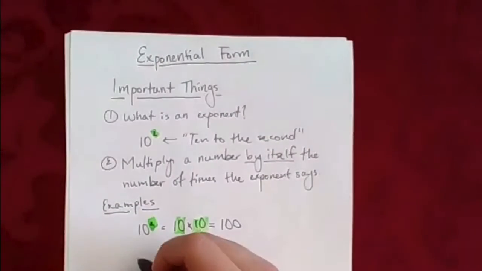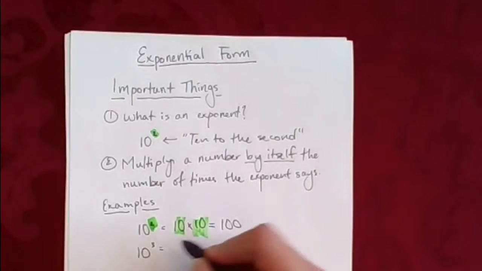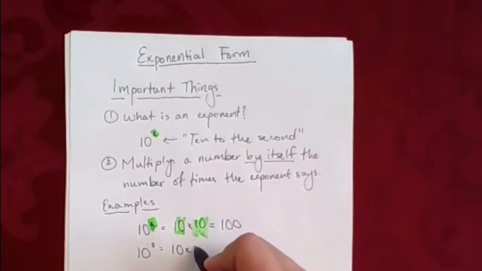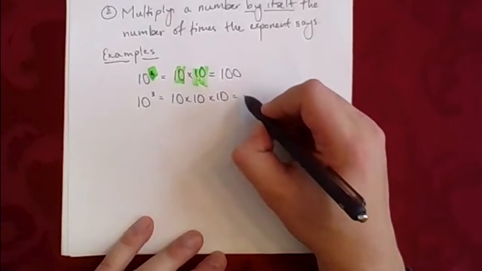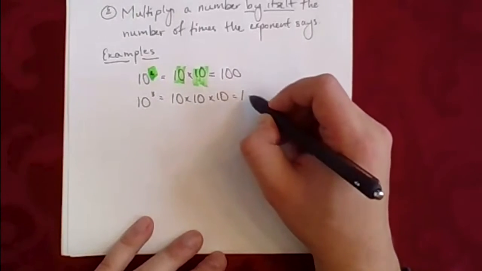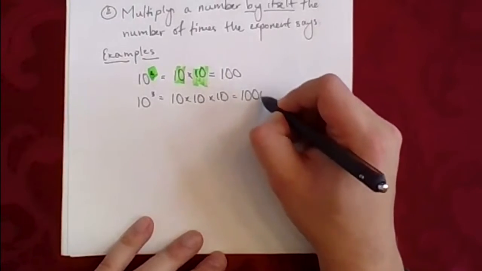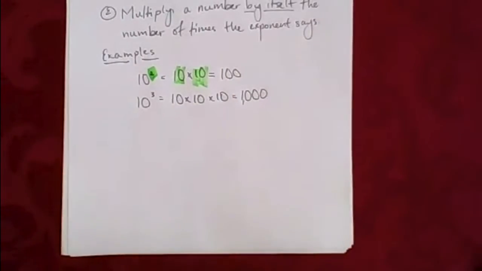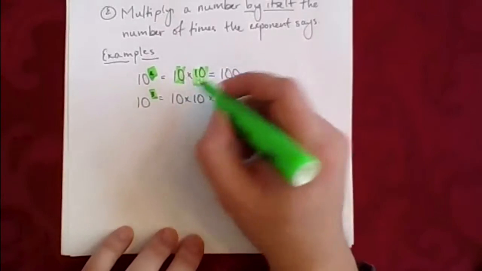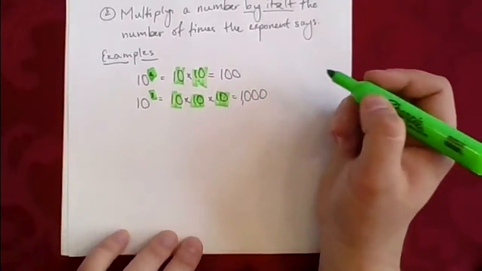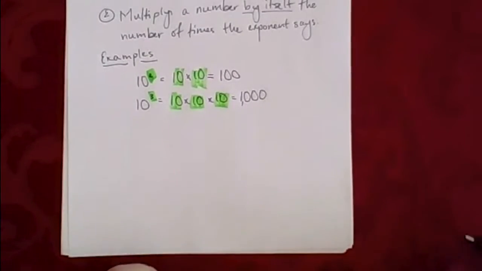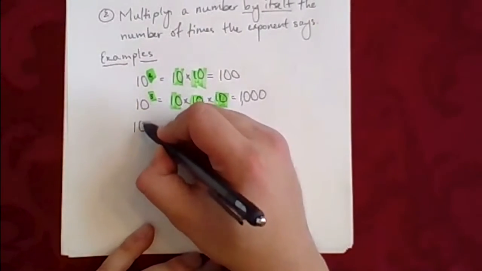Now let's try it. If I have 10 to the third, that's how we say that. I have 3 tens being multiplied together. So my answer would be 100 times 10, or 1,000, because 10 100s make 1,000. I have 3 tens. I get 1,000. And this works if I wanted to do 10 to the 6th.